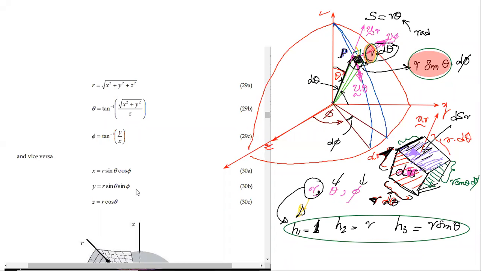For example, if you want to find this r, it means this distance. R means this one. So if you want to find this distance, this is the R. That R you can measure by using this equation.